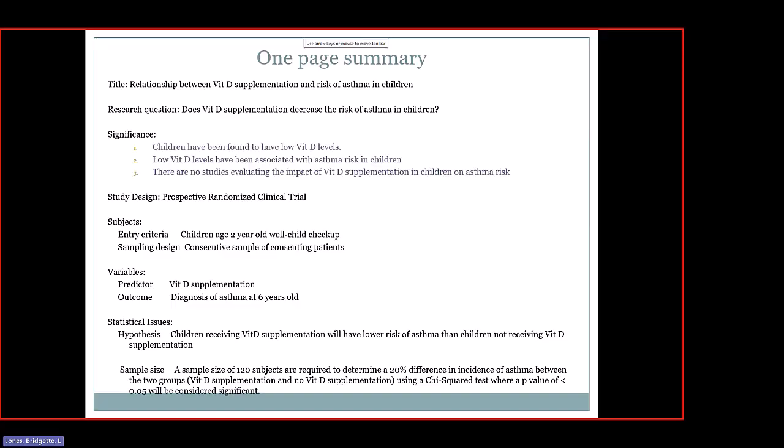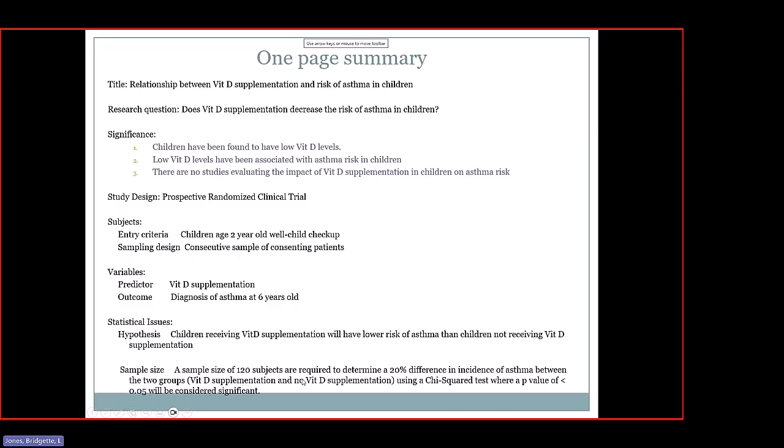Then your predictor variable would be vitamin D supplementation, so what they're receiving as the intervention, and your outcome would be diagnosis of asthma at 6 years old. So you're going to enroll them at 2 and then follow them for the next 4 years, which would be a very long study. Your hypothesis is that children receiving vitamin D supplementation will have lower risk of asthma than children not receiving vitamin D supplementation.